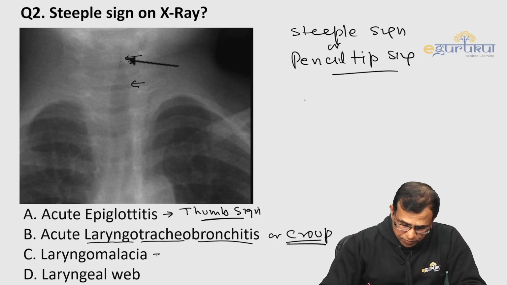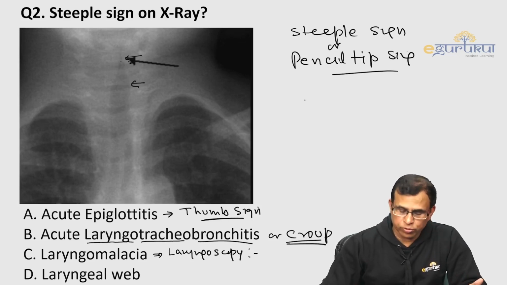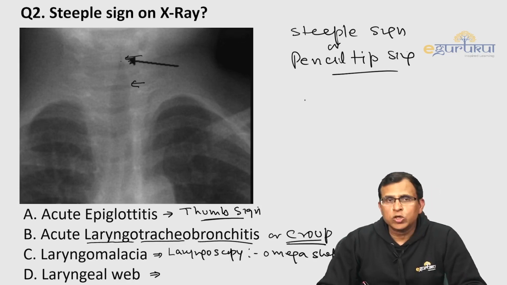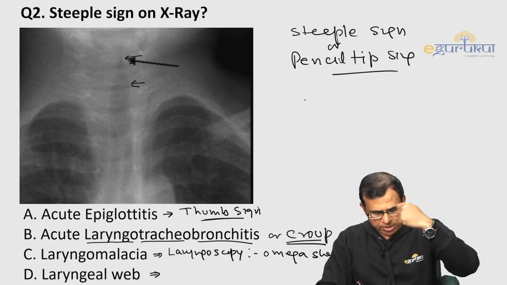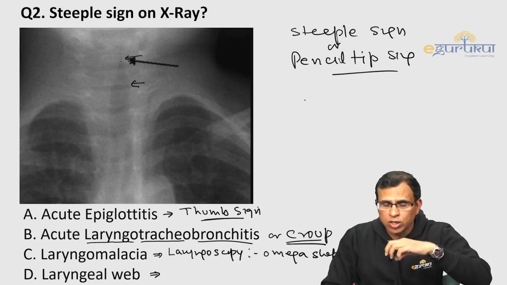In laryngomalacia, we do laryngoscopy, no X-ray. We do a direct laryngoscopy, and the finding most of you would know is an omega-shaped epiglottis, isn't it? And in laryngeal web, it is an endoscopic finding. You pass an endoscope or laryngoscope, and you actually visualize that web.